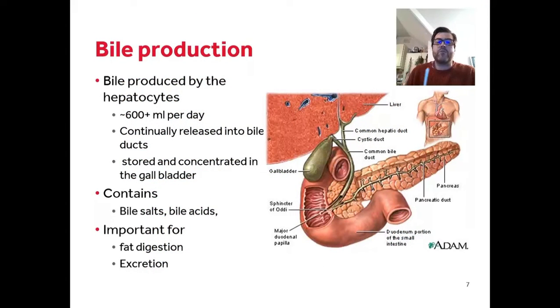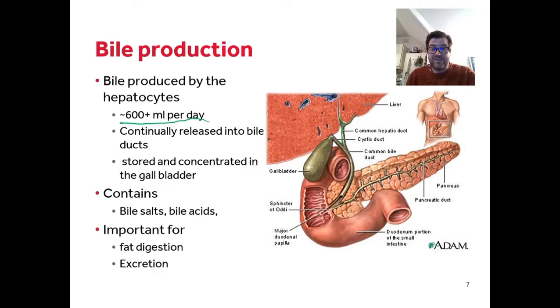That brings us to bile production, which is one of the major metabolic functions of the liver. And as I've already mentioned, bile is produced by the hepatocytes, and the liver produces around half a litre to maybe over half a litre per day. And this bile is continuously being released into the bile ducts.